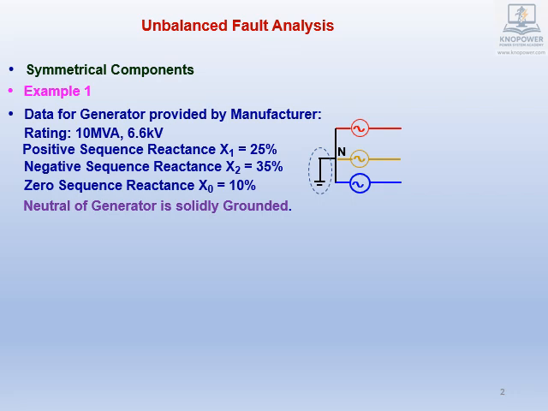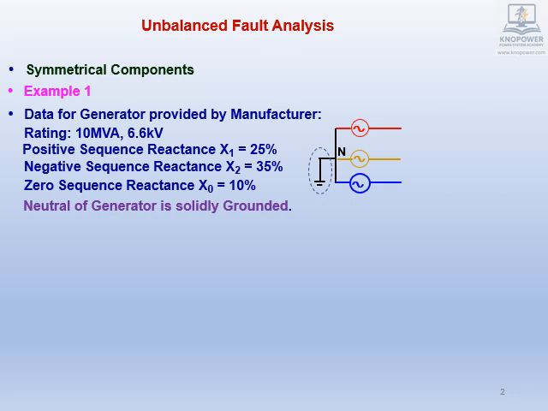We will illustrate application of sequence network interconnection to find ground fault current in case of line to ground fault, with two examples. The first example is shown. Consider 10 MVA, 6.6 kV generator. Positive sequence reactance, X1 equals 25%. Negative sequence reactance, X2 equals 35%. Zero sequence reactance, X0 equals 10%. All the above are on machine base MVA of 10.